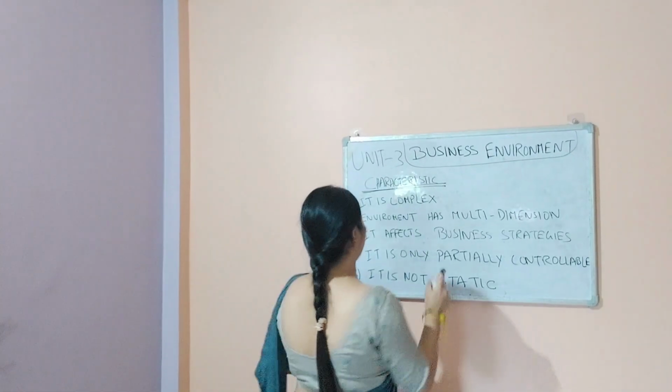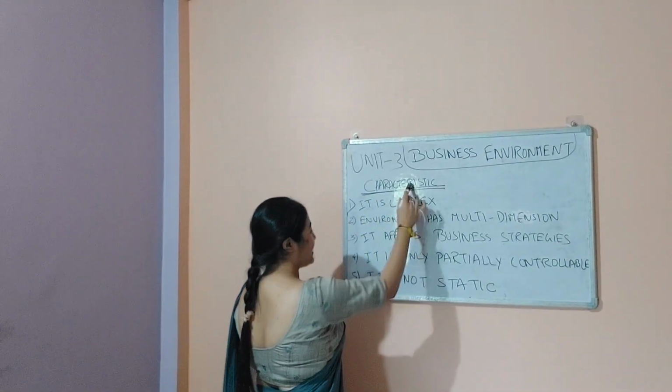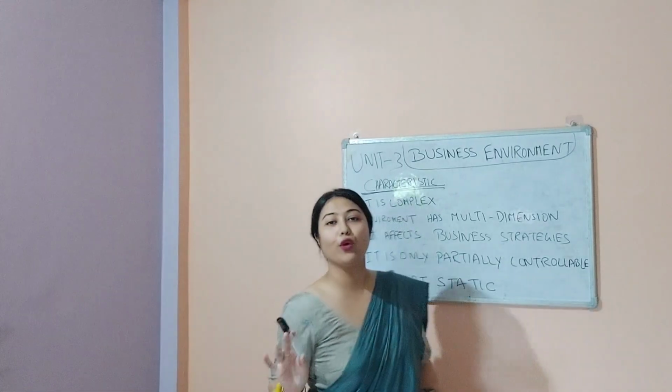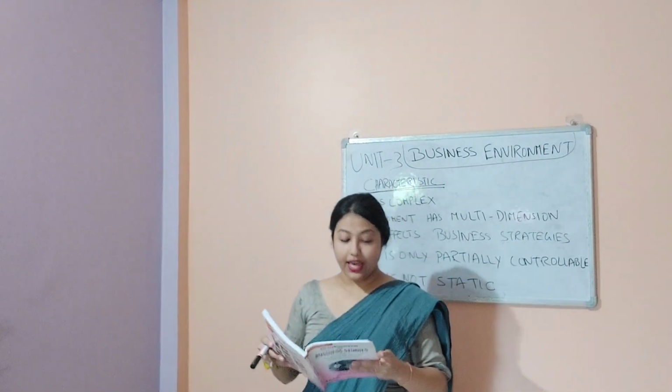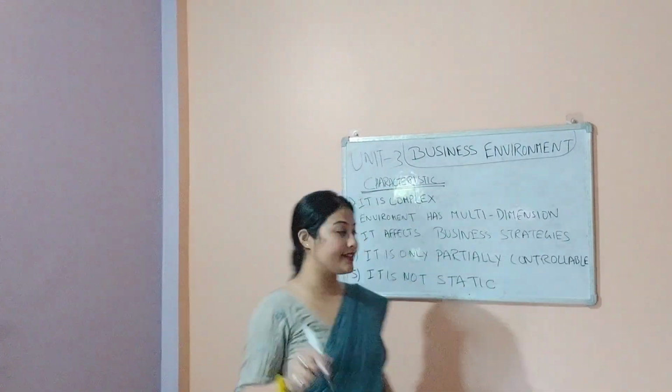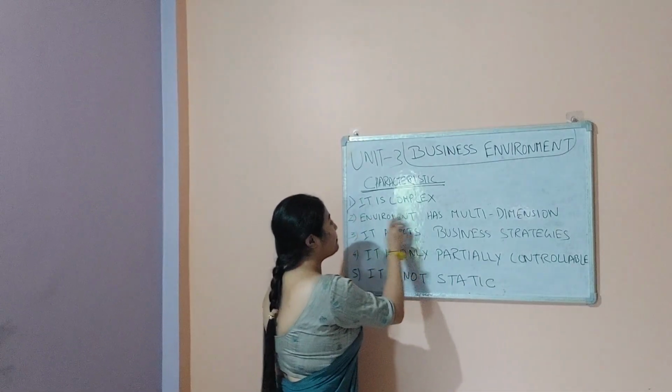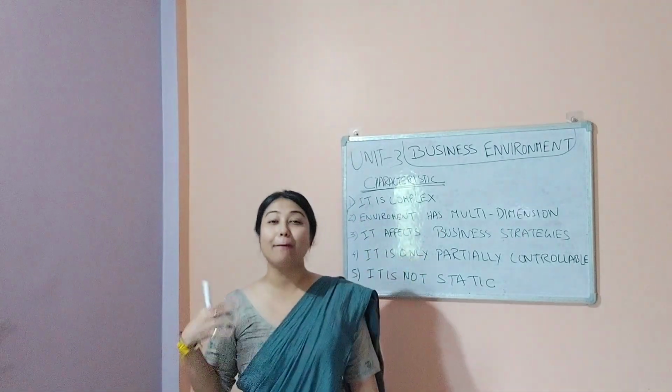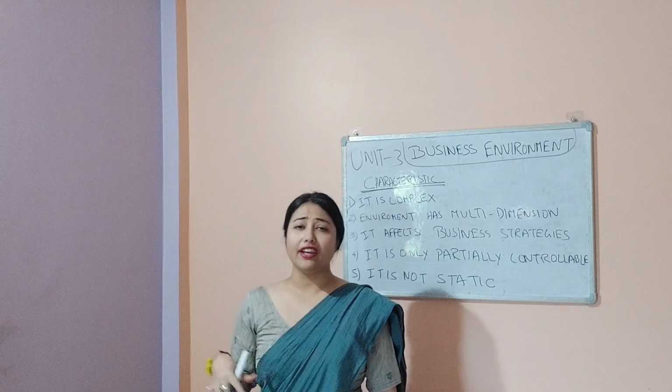Okay, so I have written down the characteristics, that is the 5 points. Now I am going to explain the 5 points here. Environment is complex. The first point. What do you mean by complex? Complex means complicated. Environment is very complicated.